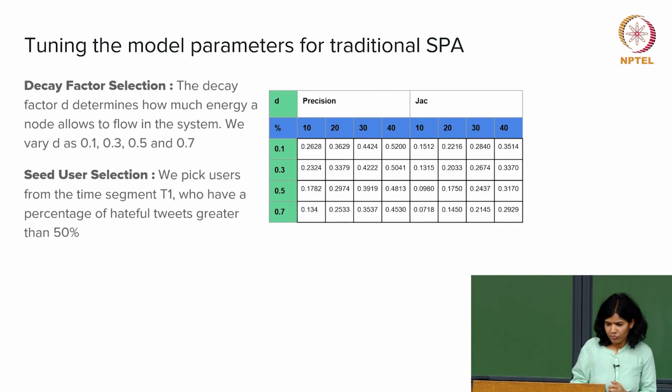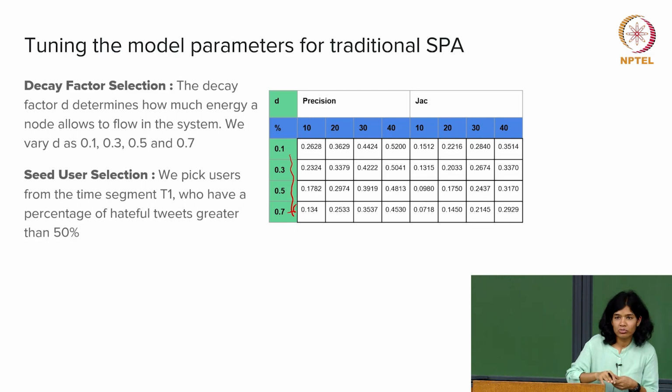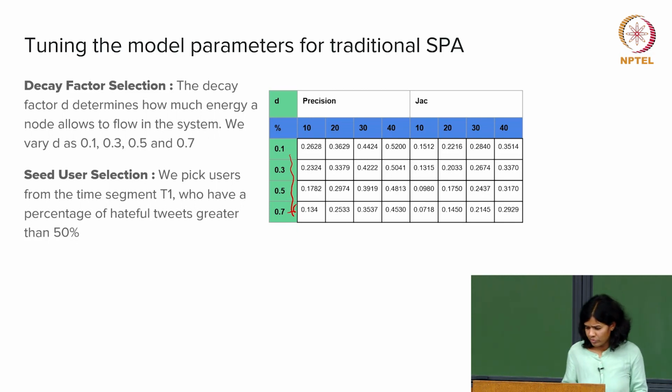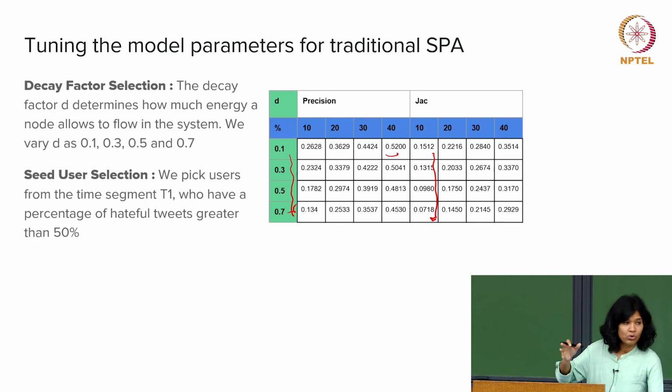So if you see, this precision will go down as you increase the threshold, because as you increase the threshold, you have fewer people. Similarly, the Jaccard coefficient is also going down. And then you can also pick the top 10, 20, 30, 40%. If you pick more people, it becomes bigger. This was done at the entire hateful or not hateful level.